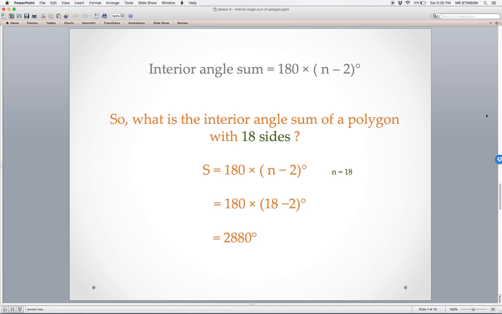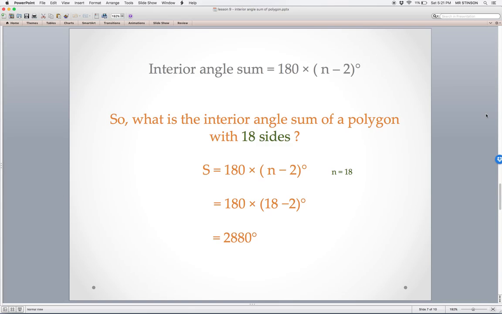So our first question. What is the interior angle sum of a polygon with 18 sides? We've looked at writing formulas and solving them. And whenever we're asked a question that has a formula, your first step is to simply write it. And you'll see on the top line, S for sum equals 180 times n minus 2. Revise quickly that S is the sum of the interior angles, and n stands for the number of sides the polygon has.